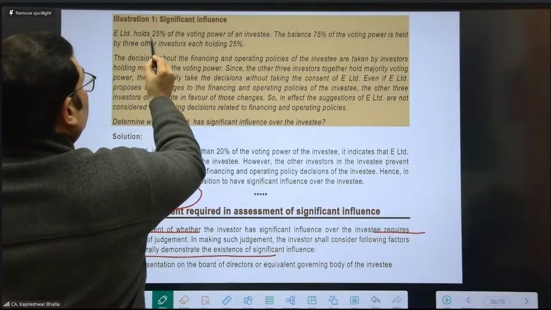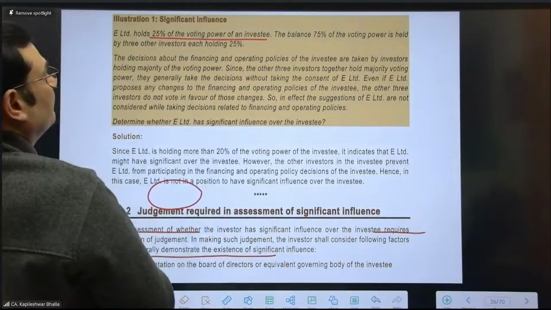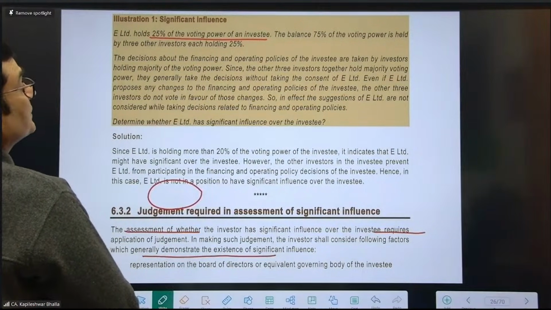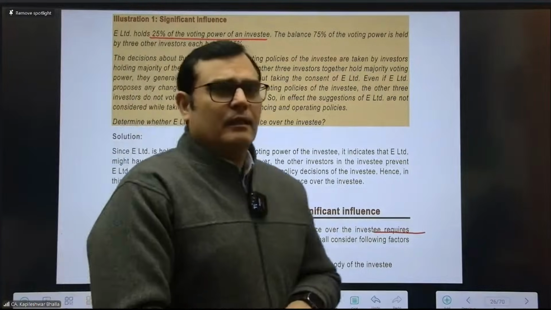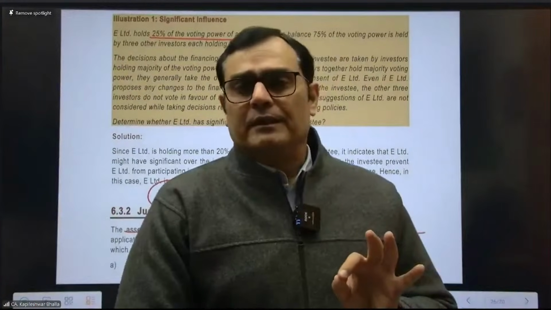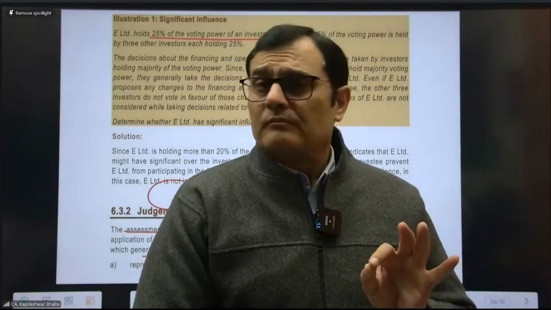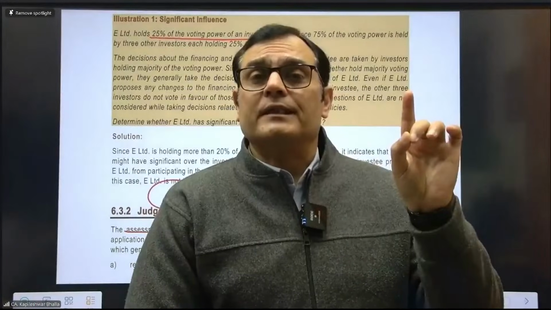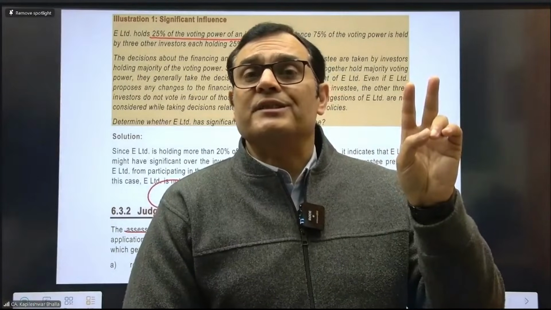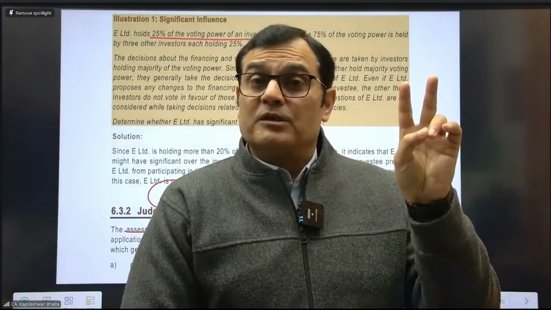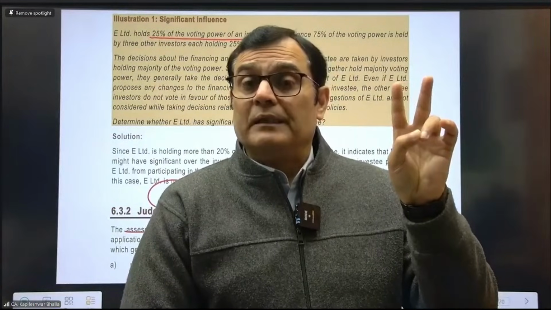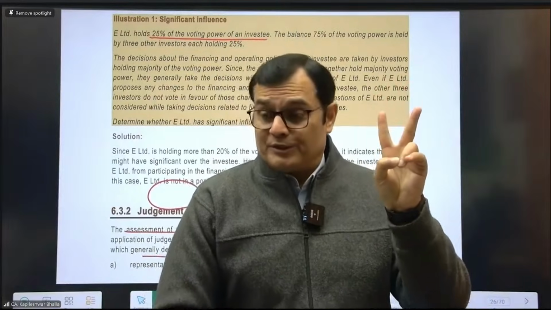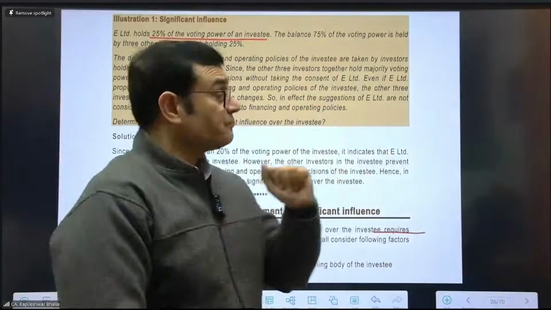So it says E holds 25% voting power of the investee, and the balance 75% is held by 3 other investors, each having 25%. A little clarification at this stage just to avoid confusion. Is it possible that in an investee company, one investor gets a control and another investor gets a significant influence? So is there a possibility that in the same investee company, one investor says, I control, other investor says that I've got a significant influence? And that's right, it is possible.